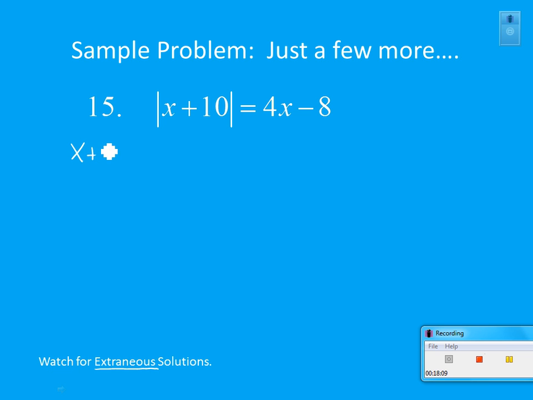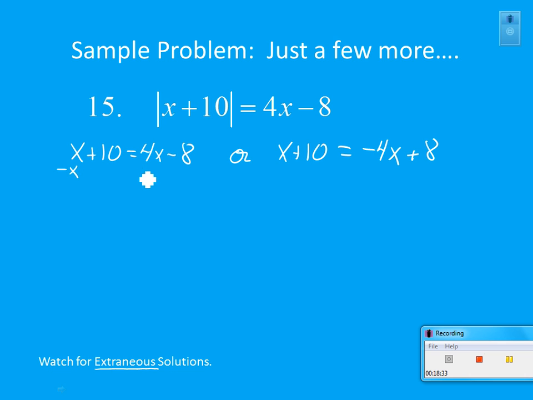I'm going to go x plus 10 equal 4x minus 8. My other answer is x plus 10 equal the opposite of this. Well, the opposite of positive 4x is negative 4x. The opposite of negative 8 is positive 8. So there's my two equations. Now we just solve it.